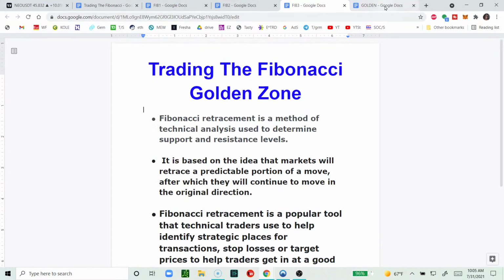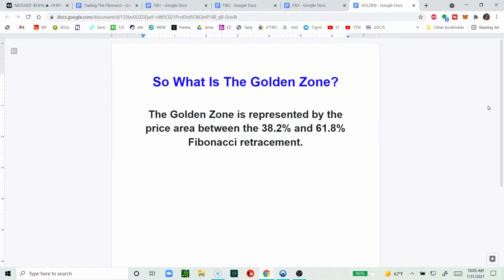And of course, the main thing that we want to talk about today is the golden zone. And after this slide, I'm going straight onto the charts to show you how this Fibonacci zone is used in trading.